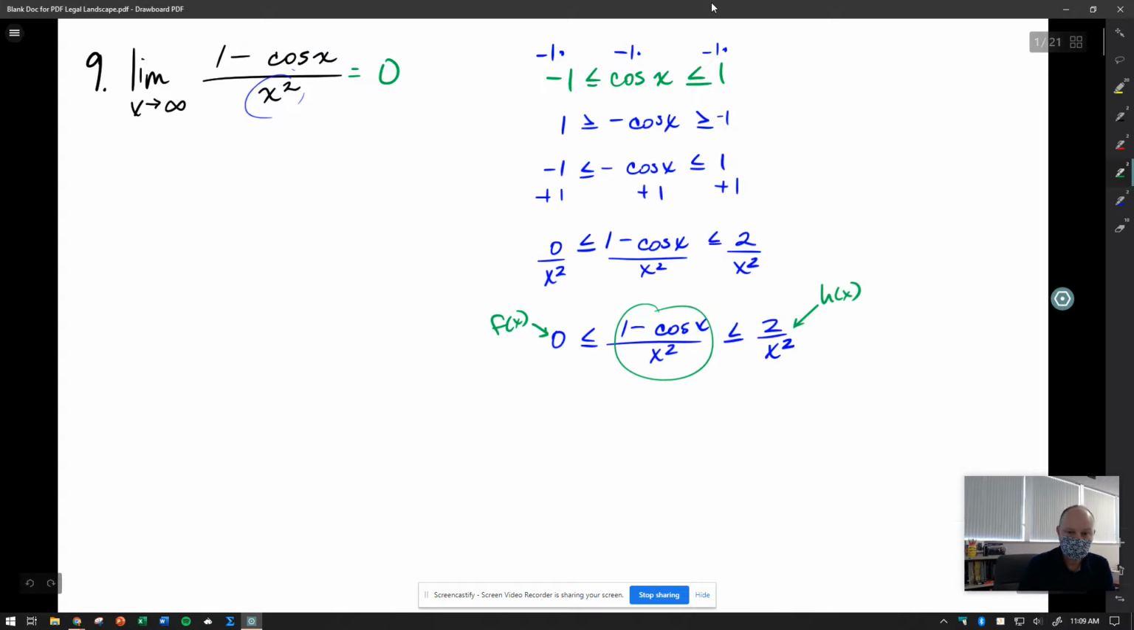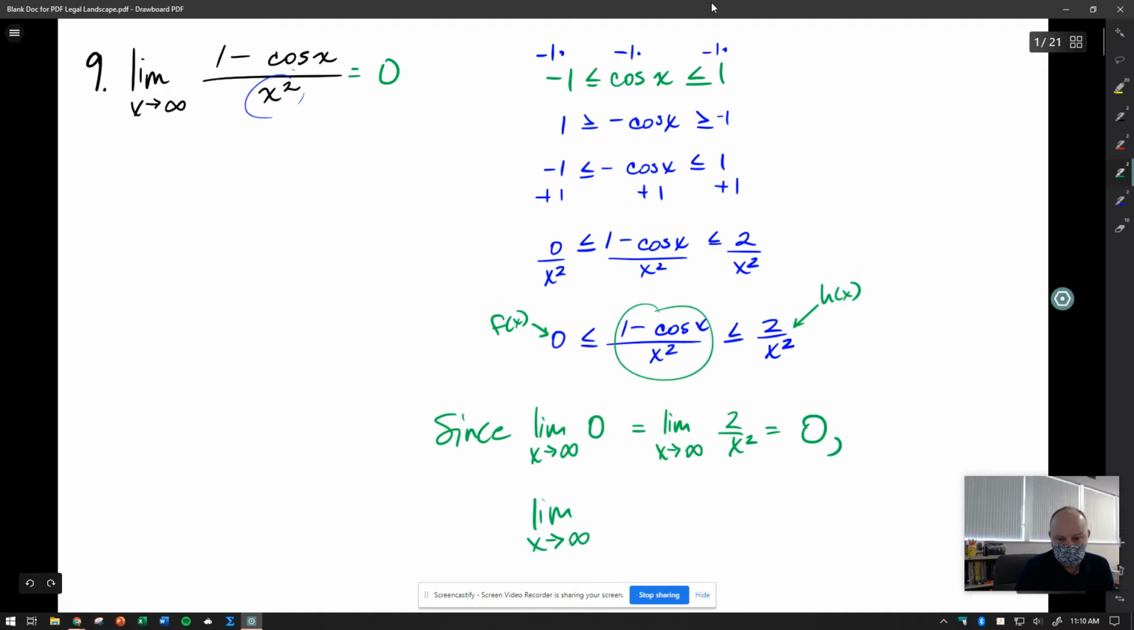So since the limit as x goes to infinity of 0 is the same as the limit as x goes to infinity of 2 over x squared, and those are both 0, we can say for sure the limit as x goes to infinity of 1 minus the cosine of x over x squared is indeed 0. And that's how we prove it with the squeeze theorem.